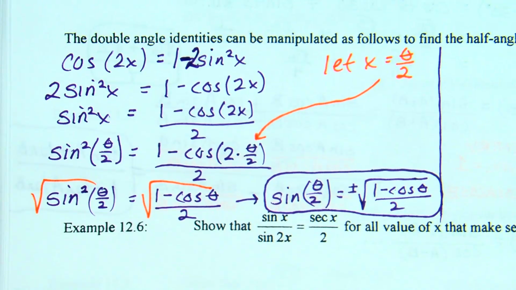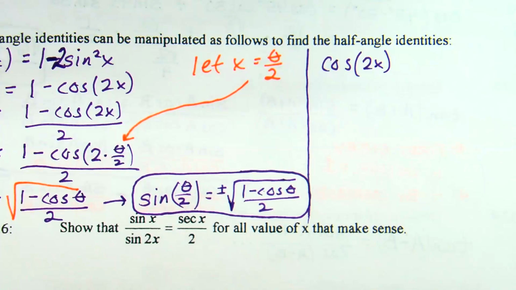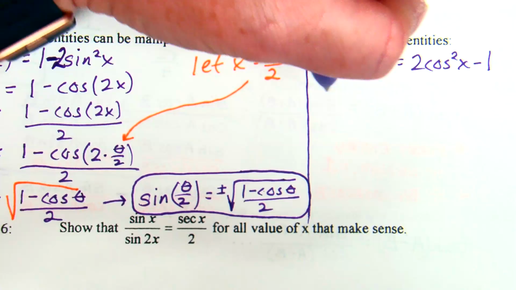That was one. Can we do the other similarly? The other one's going to work out very similarly. The difference here up at the top is it's cosine of 2x, and we're trying to get to cosine of theta over 2, so I'm going to use the one that involves cosine, which is 2 cosine squared x minus 1. I'm not going to forget my 2 this time. So if I'm trying to solve for cosine, I'm going to leave it where it is and add 1 to the other side, and flip-flop sides.